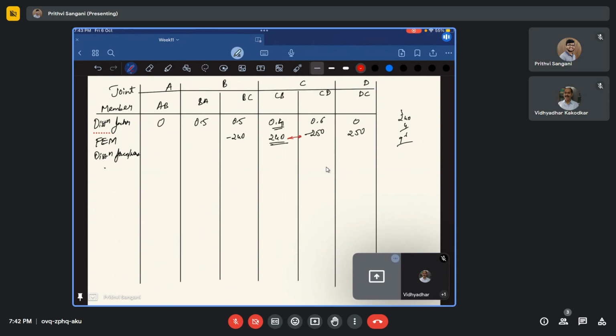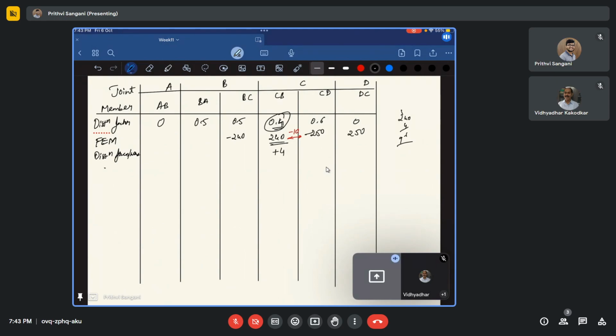So the net is minus 10. Okay, so if the net is minus 10, I need to apply a positive moment of 10 kilonewton meter, and that 10 kilonewton meter I'm trying to apply at the joint. Once I'm applying 10 kilonewton meter, CB will have some shear and CD will have some shear, right? So the CB share is 0.4 times, because the distribution factor is 0.4 here. So we'll get the distribution as 4 here.